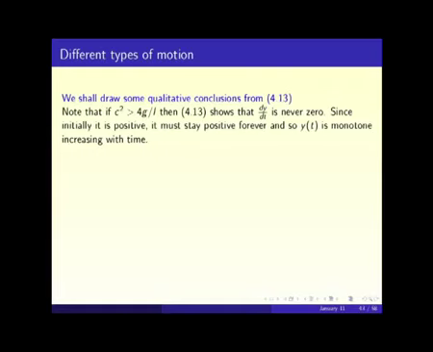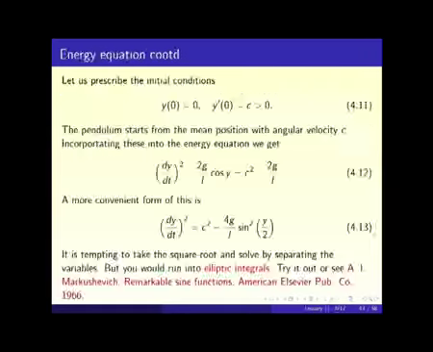So, we shall assume that c squared is bigger than 4g by L. Let us assume that c squared is bigger than 4g by L and look at the right hand side of 4.13.